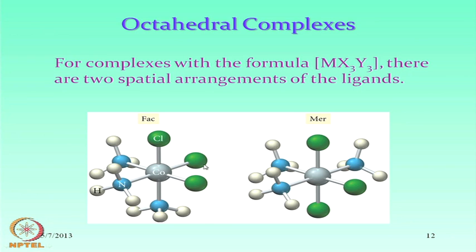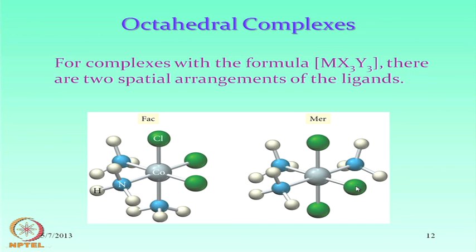So, the octahedron, we all know, has 8 triangular faces, and if one of the faces is occupied by 3 chloride groups, we will get a corresponding arrangement which is known as the facial arrangement, and the isomer is known as the FAC isomer. And in another case, what we are doing is interchanging this chloride with this NH3 group. So, these two cis positions, one is occupied by the Cl and another is occupied by the NH3. If these two are interchanged, we get the orientation of these 3 chloride groups in such a way that it is spanning the corresponding meridian of the sphere.